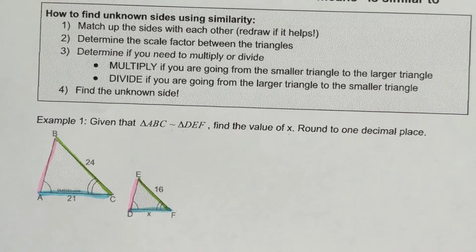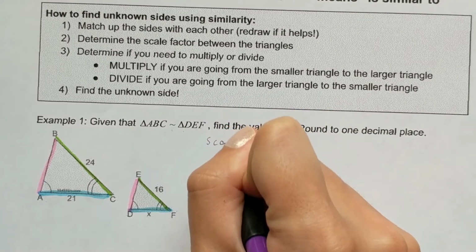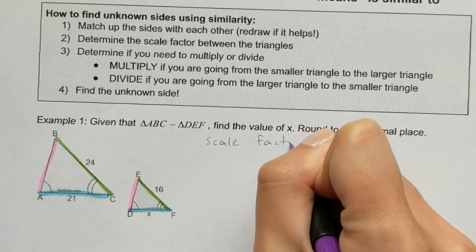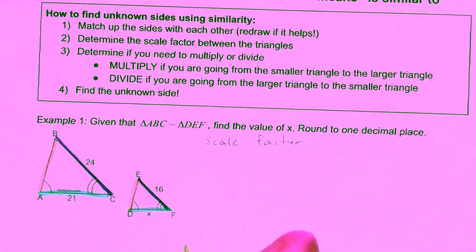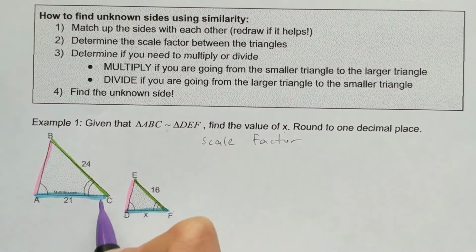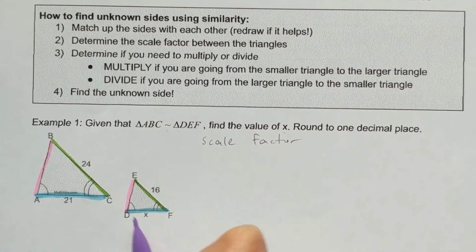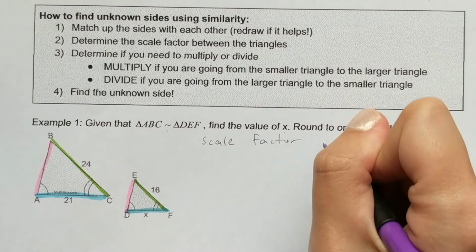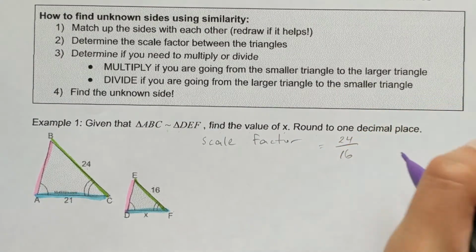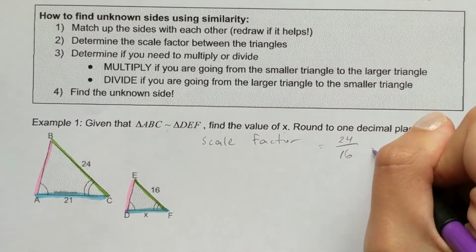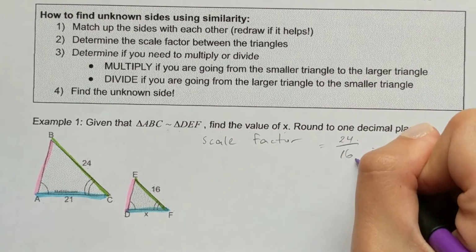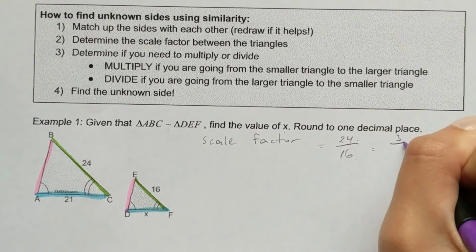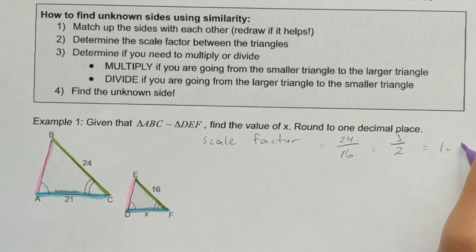In order to find the scale factor, I'm going to divide my green sides by each other because they're the only ones that have both pieces of information. They have the information for both triangles. So I'm going to go 24 divided by 16. I can reduce that by dividing the top and the bottom by 8, leaving me with 3 over 2, which is about 1.5.